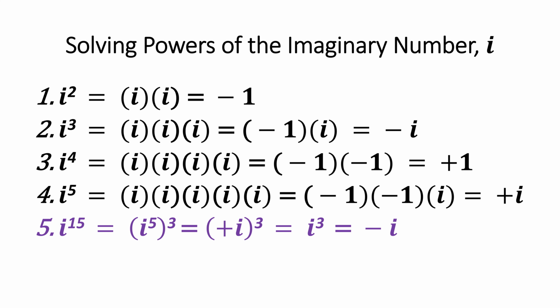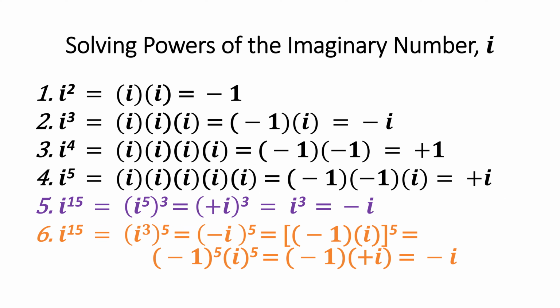For instance, let's look at i raised to the 15th power. We can use the rule of powers and factor out 5 and 3, which when multiplied together gives 15. So let's choose i raised to the 5th power, raised to the 3rd power. Now i raised to the 5th power, when we looked at number 4, we see that it's positive i. So now we have positive i raised to the 3rd power. Now i raised to the 3rd power, we look at bullet 2, which is negative i, and that's the result.